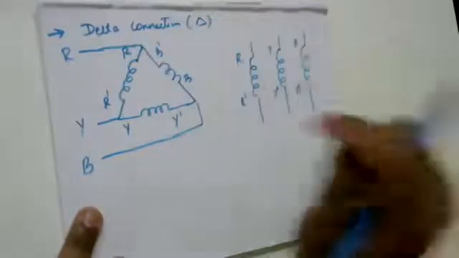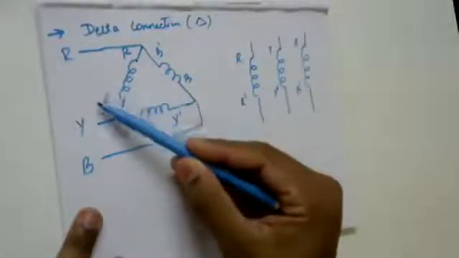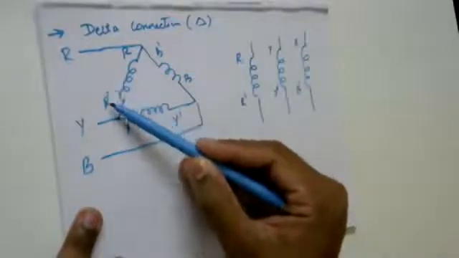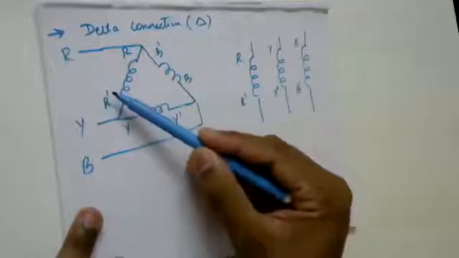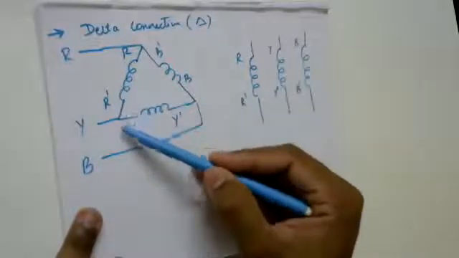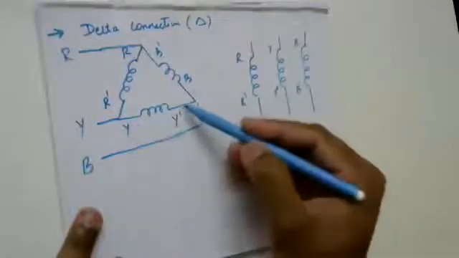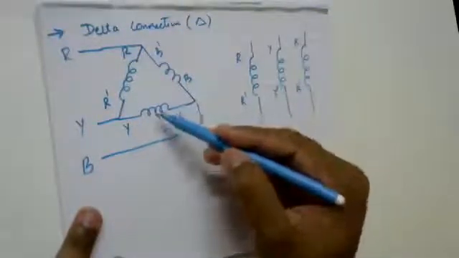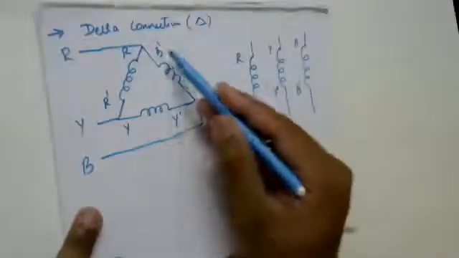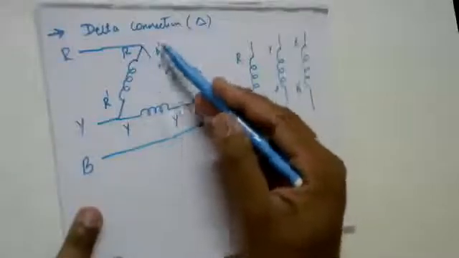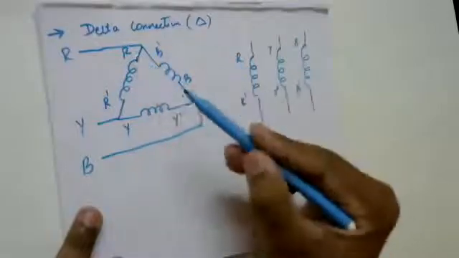Am I right? Now, if you refer to this diagram, the end of one terminal is connected to the beginning of the other terminal. R dash is the end of the R phase, which is connected to the beginning of the Y phase. Similarly, Y dash is the end terminal of the Y phase. It is connected to the beginning of the B phase. Again, B dash is the end of the B phase, which is connected to the beginning of the R phase.